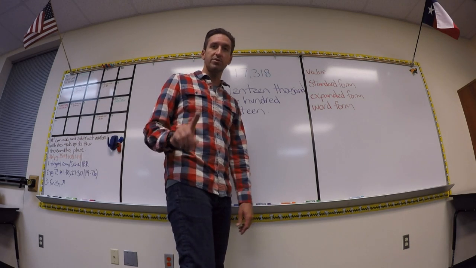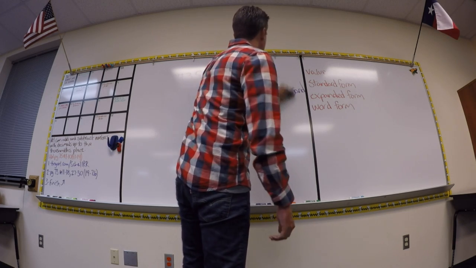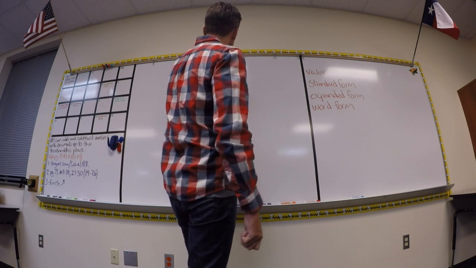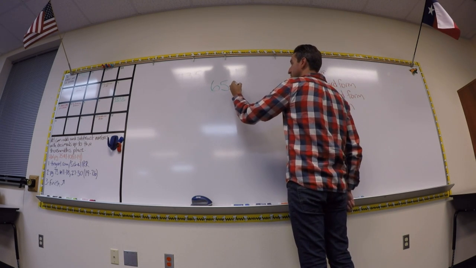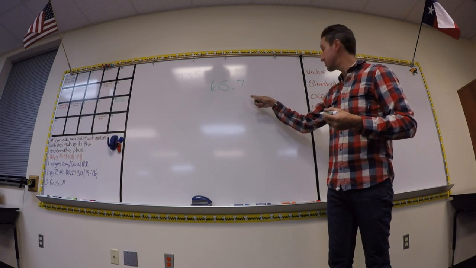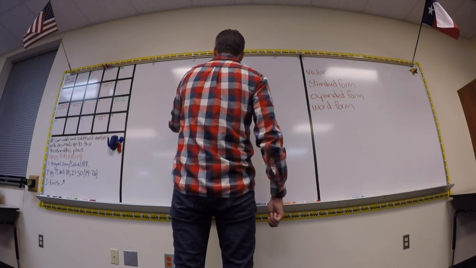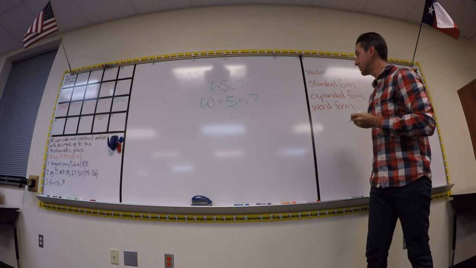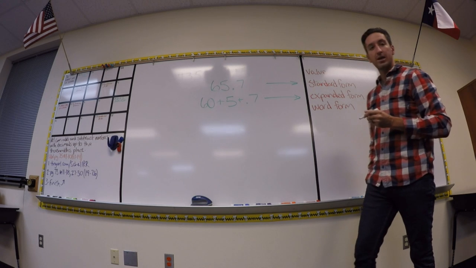I do want to do one more example so that we can include a decimal also. So we'll choose a number like 65 and 7/10. This would be 65 and 7/10 written in standard form, 65 and 7/10 written in expanded form would look like that. So there's standard form, expanded form, now word form.